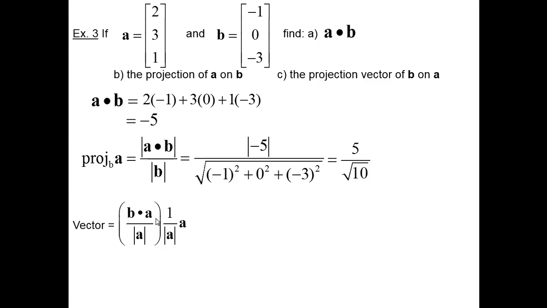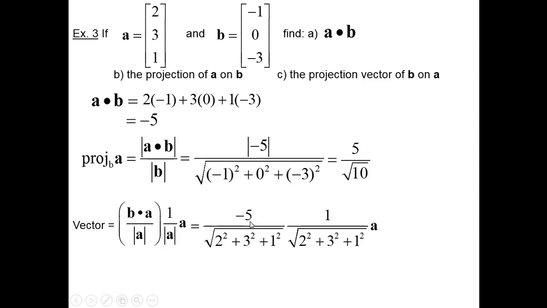So we're going to do B dot A. It's going to be divided by the magnitude of A. Take a look. B dot A, there's your dot product, -5, divided by the magnitude of A. But since we want a vector for this part, we're going to do the unit vector, 1 divided by the magnitude of vector A, times vector A again.